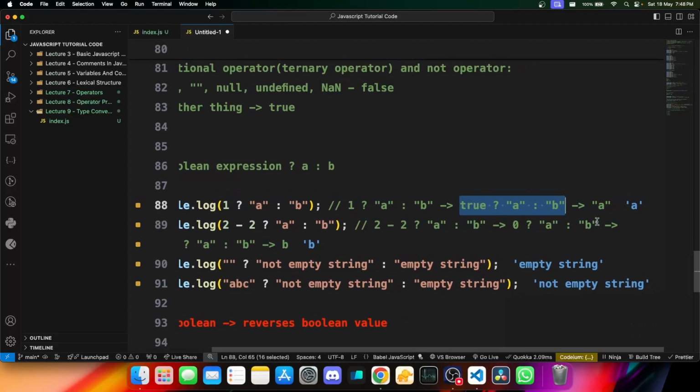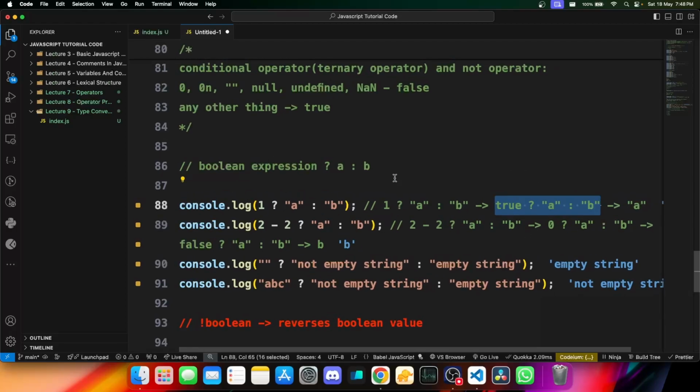It's very easy to understand because you already know about the ternary operator. If you don't know, watch the operators lecture. It's very important to watch. Otherwise, you won't understand anything I'm teaching in the type conversion lecture.